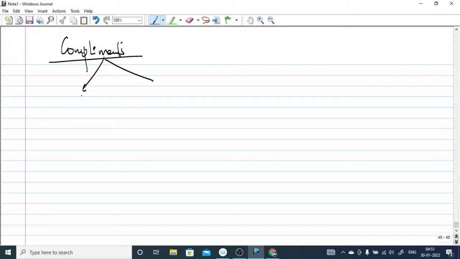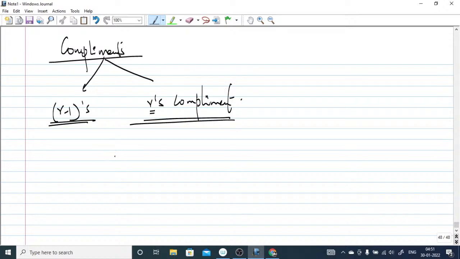So the two kinds of complements we'll talk about are the R minus 1's complement and the R's complement, where R is the radix. The R minus 1's complement is equal to R to the power n minus R to the power minus m minus the number itself, where the number has n integer digits and m fractional digits, written as capital N.